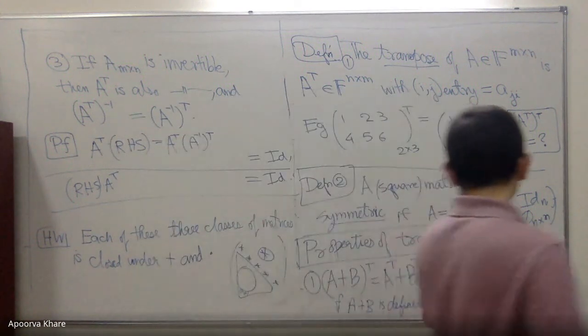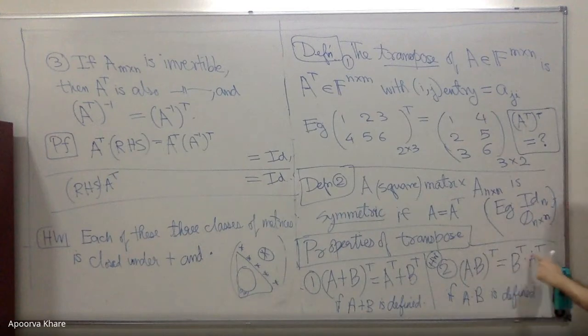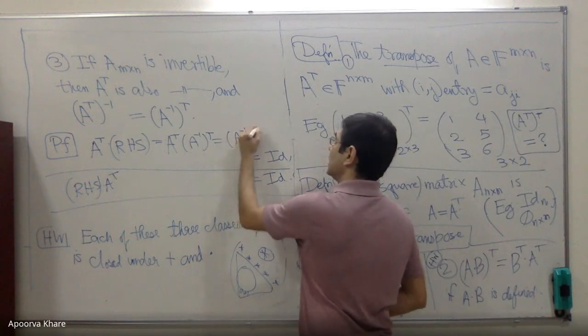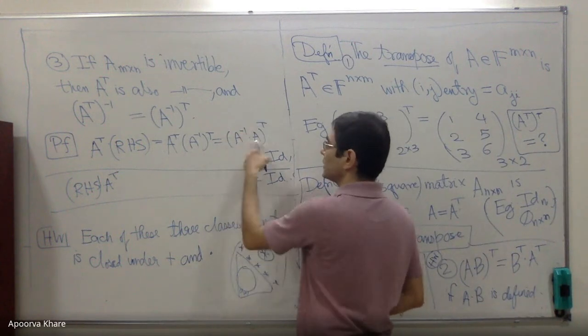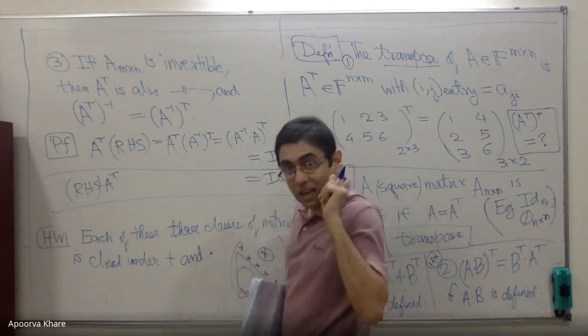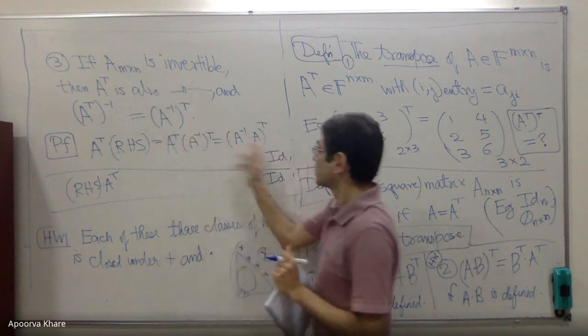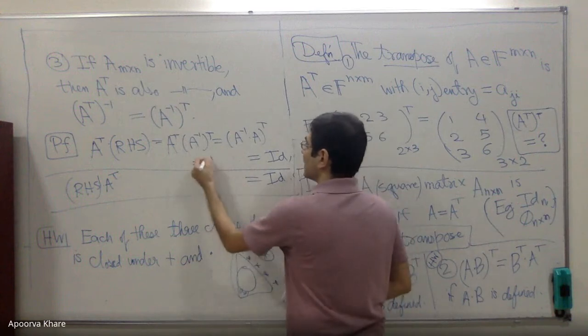But now I use property B. It is A transpose. I start with the right hand side. Something transpose times something transpose is the product of those two in the reverse order transpose. So this is A inverse times A in the reverse order transpose. But what is this A inverse times A? Since A is invertible, I don't say that A transpose is, but I know that A is. So this expression is precisely the identity.